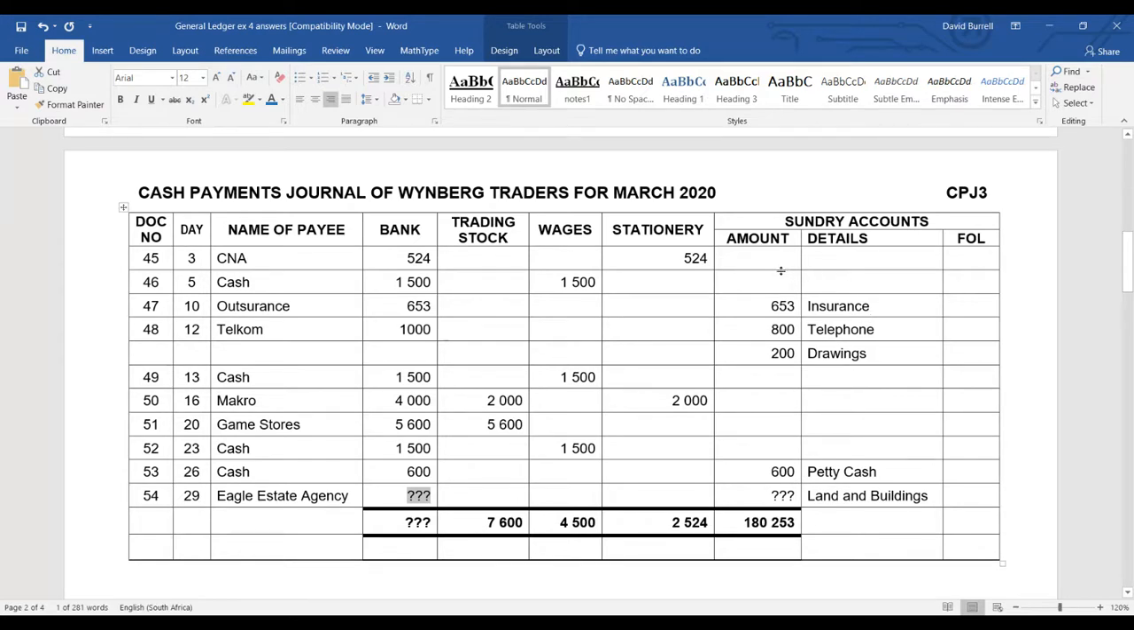So what I'm going to do is go to the sundry accounts column. I know the total is 180,253. Then I know all of those figures there except that amount for land and buildings. So if I just subtract those ones that I have there from the total of 180,253 Rand, I can actually get the figure that I need to put in place of those question marks for land and buildings. And I've just worked it out, and it is 178,000.